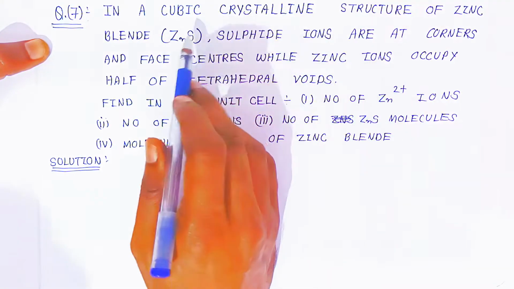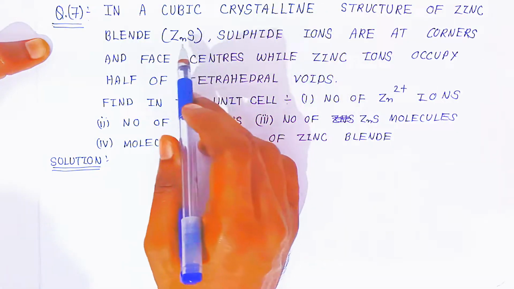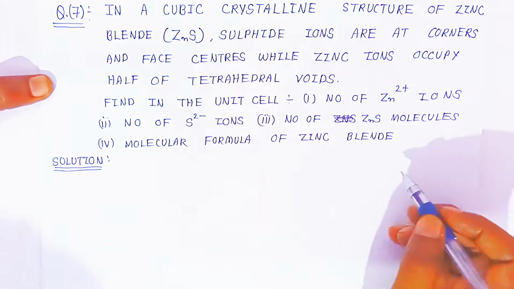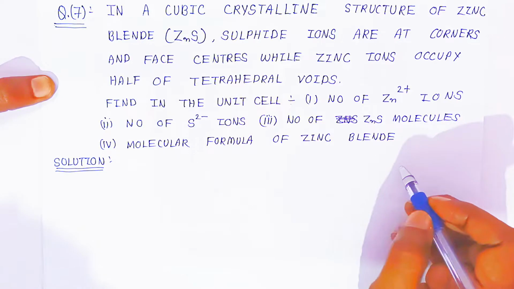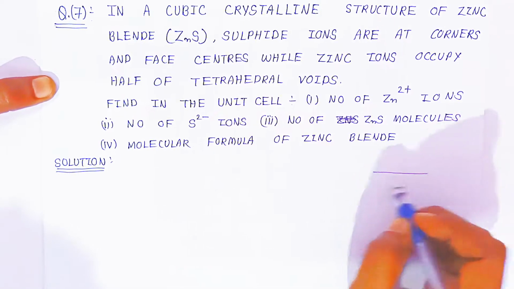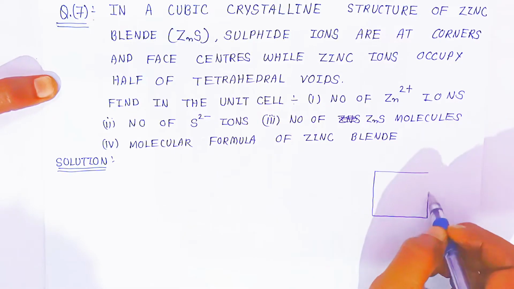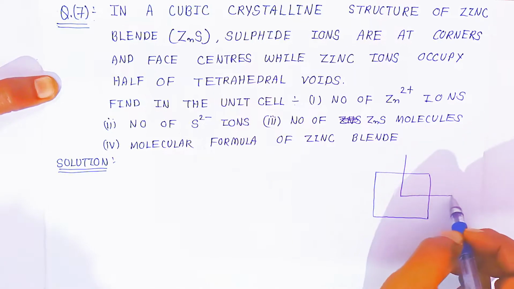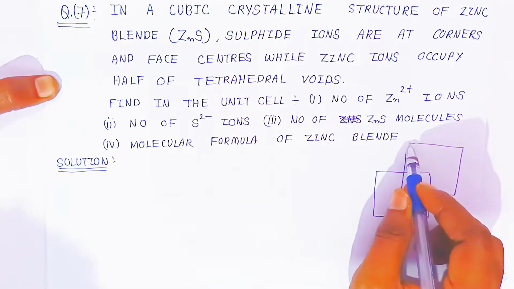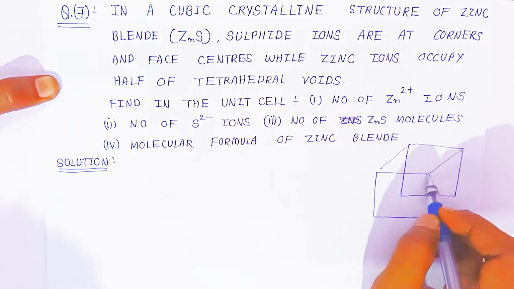Understand, students? You have to draw the structure first, because here your compound is zinc sulphide. For your understanding, students, I am drawing the structure. This is the structure, students. The zinc sulphide crystal is there. So you have to draw the diagram like this.